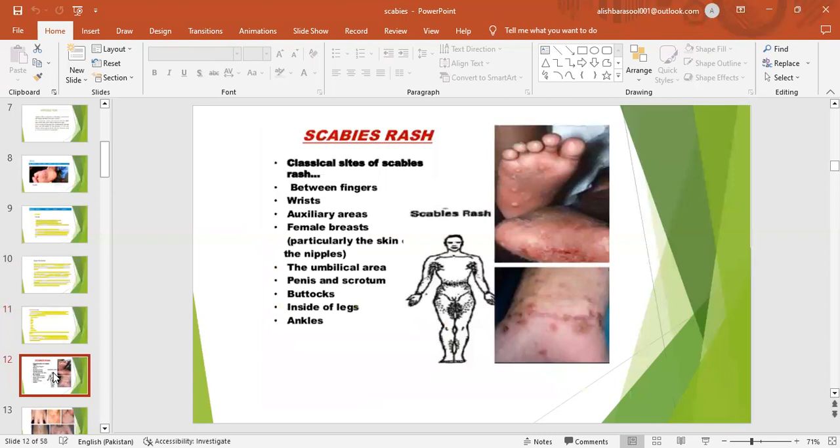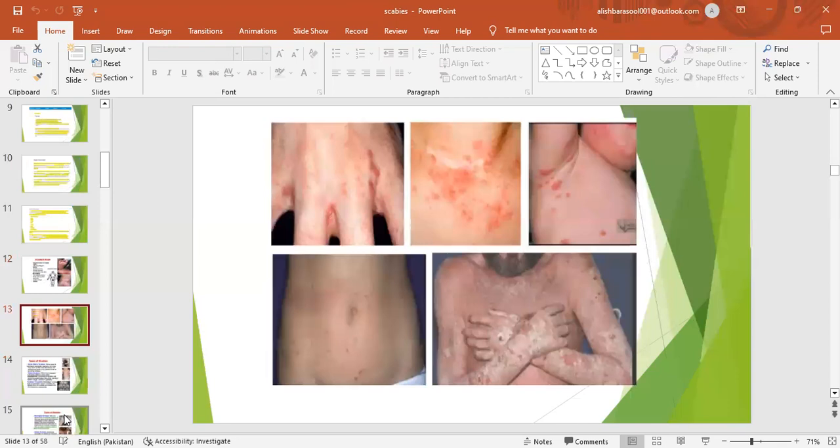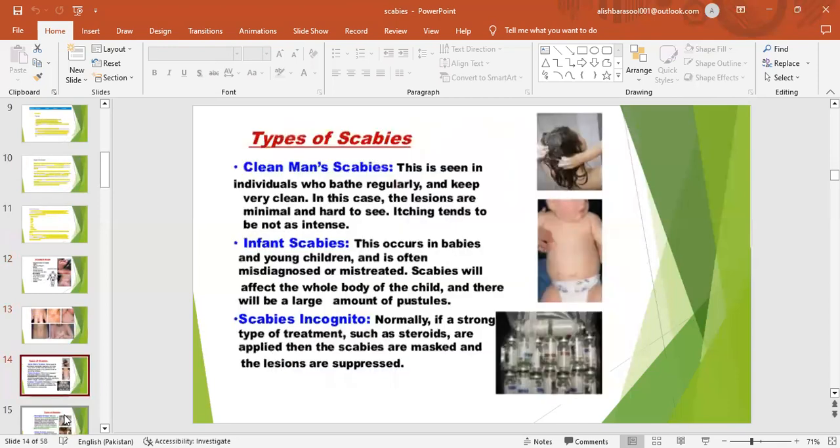Classical sites of scabies rash: between fingers, wrists, axillary areas, female breast, particularly the nipples, the umbilical area, penis and scrotum, buttocks, inside of legs and ankles. This is the scabies rash.